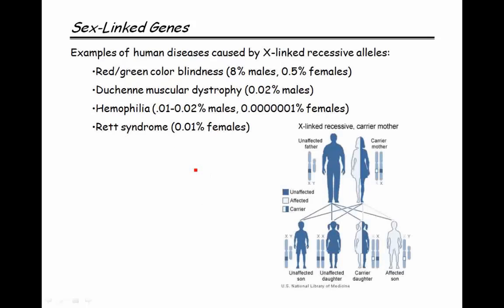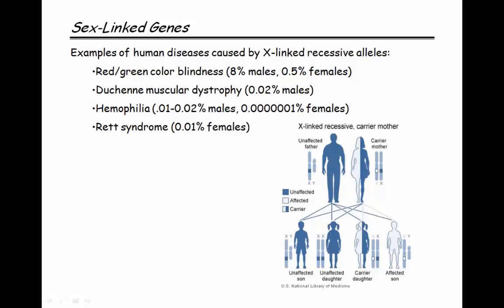If we look at some examples of human diseases that are caused by X-linked recessive alleles, we do have a number of examples. Probably the most common of all of the examples is red-green color blindness. Notice that this is in 8% of males. So that's quite a lot of males. It's pretty common to have this particular type of color blindness. It is just one type.